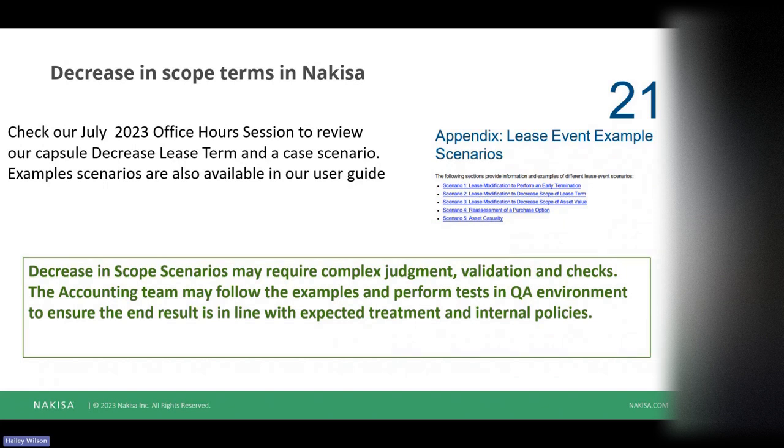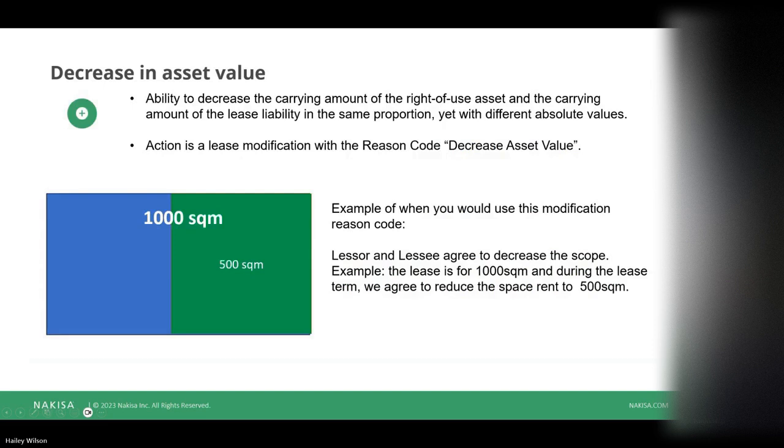Before we get into today's example, I just want to mention that a decrease in scope scenario may require complex judgment, validation, and checks. So we recommend that you perform tests in QA before doing so in prod, and that the accounting team is involved in the judgment behind these procedures. We are going to go over what is required for a decrease in asset value, and then we're going to do a case scenario in the application.